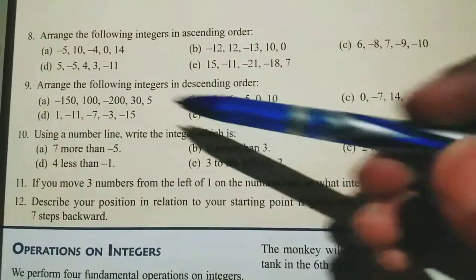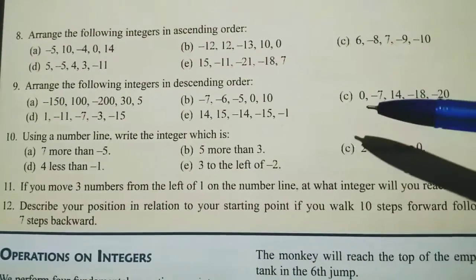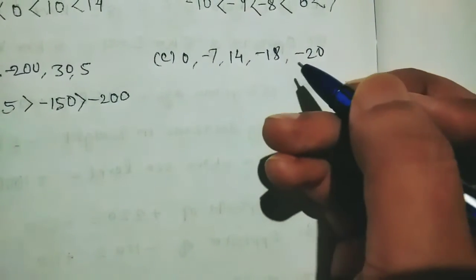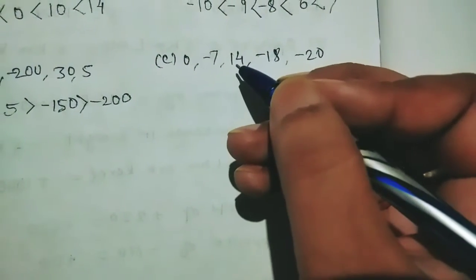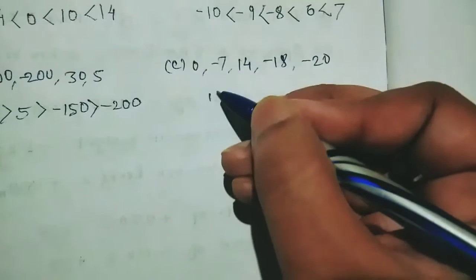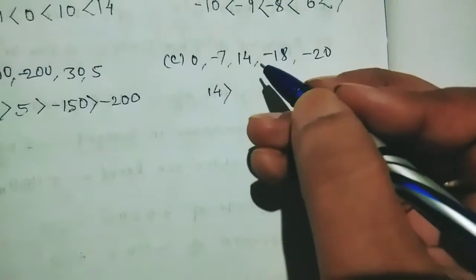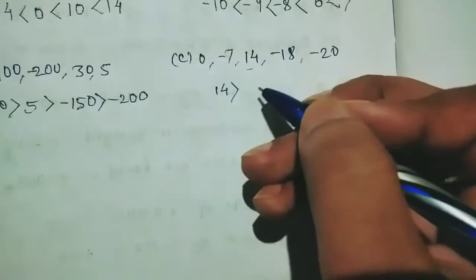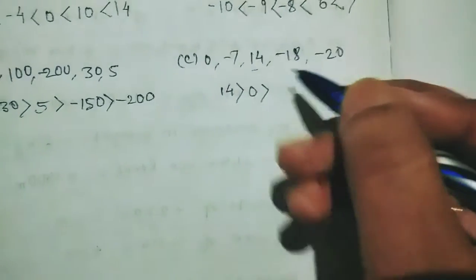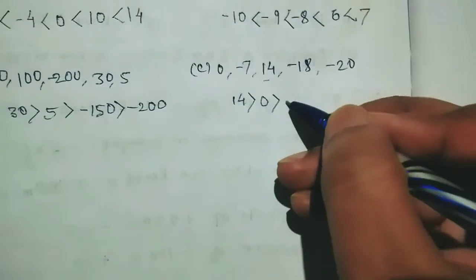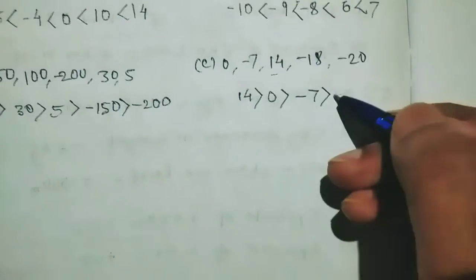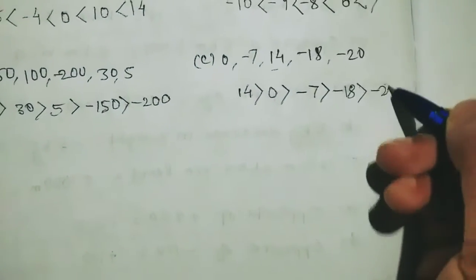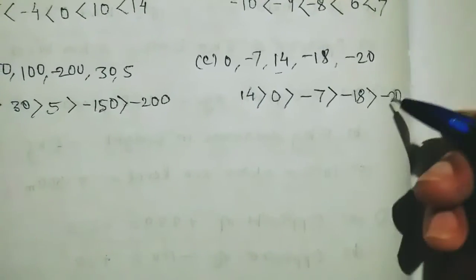So again, B number, D number and E number are your homework. Now let's do C number. Now here you can see 0, minus 7, 14, minus 18, minus 20. Which is the greatest number? The 14 is the greatest number. So we'll write 14, then greater than symbol. Then after that, which is the greatest number? Then 0. Then what will come here? Minus 7. Then minus 18. Then at last minus 20. So this is from greatest to smallest.